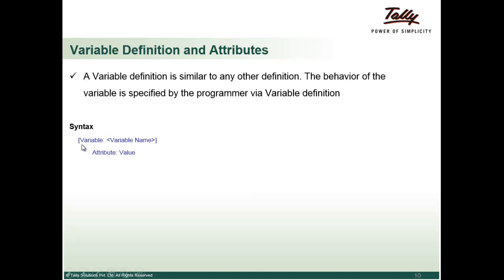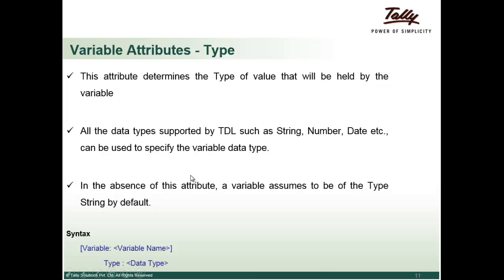We open square bracket, we write a variable. So here the definition type is variable, and then we will give a variable name, that is a user defined name. And then we have attribute and value pair. So we give the attribute type, we mention it, and we give a value to that attribute. So this is how the syntax of variable works. So next we will see the attributes of variable one by one. So I'll take you through that with the help of the developer so that we can understand easily.